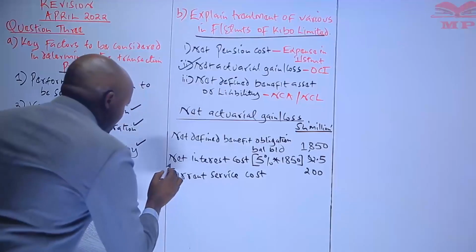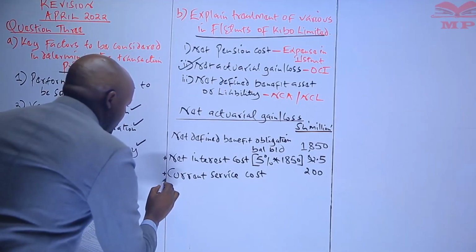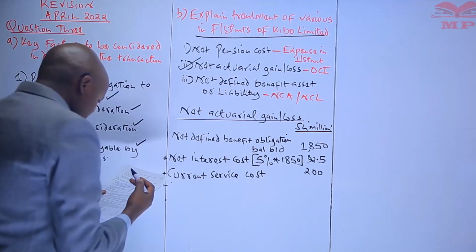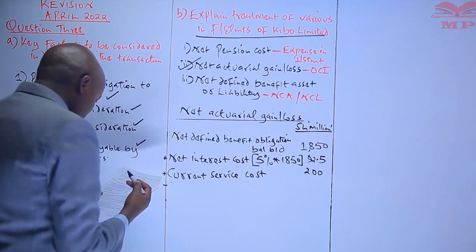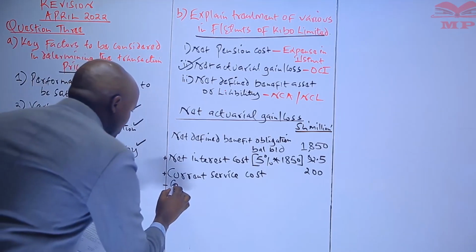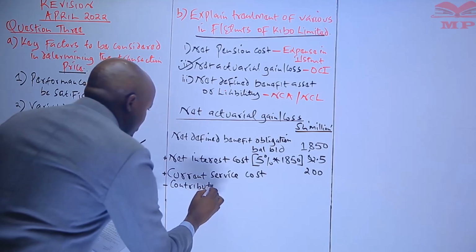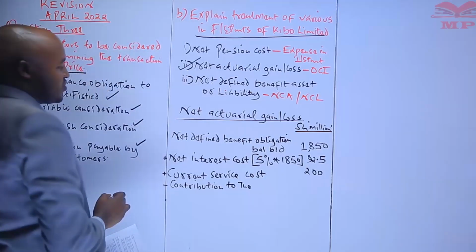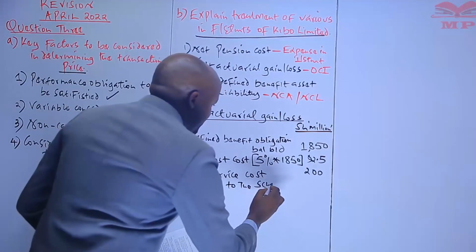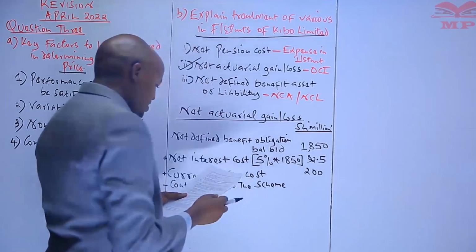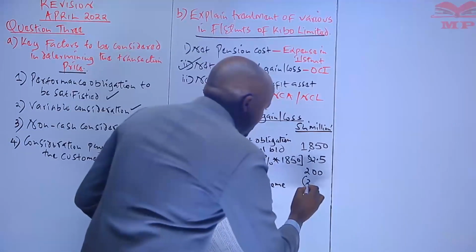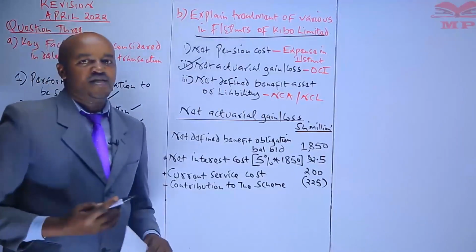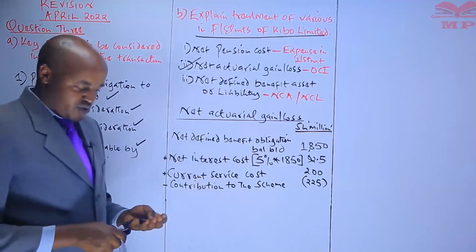And then to this, after adding those two items, what we less here. So what are we given there? We are given the contribution to the scheme. We need to take that into account, and automatically this contribution to the scheme should be deducted. How much is that? It is 225.